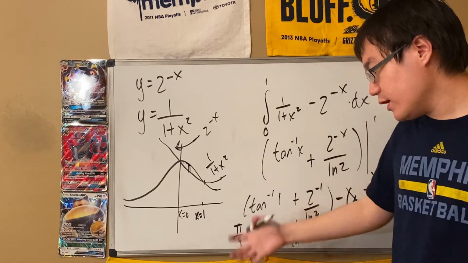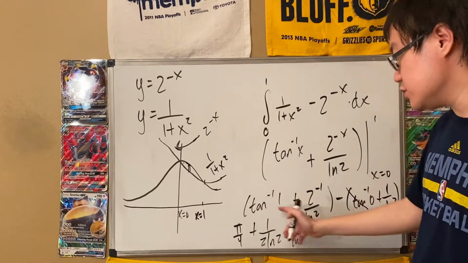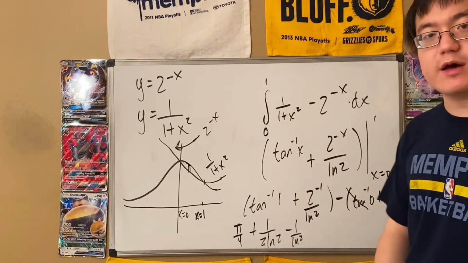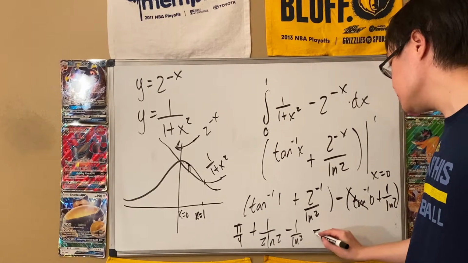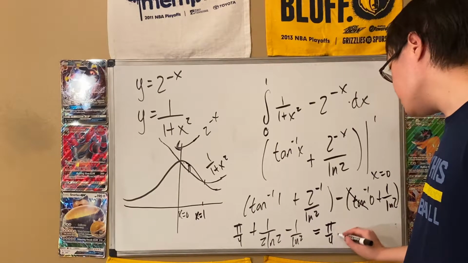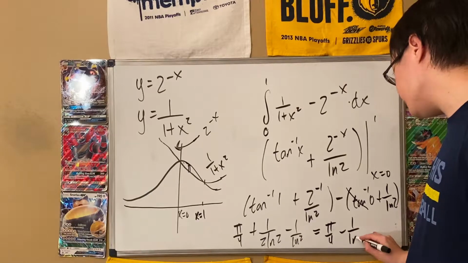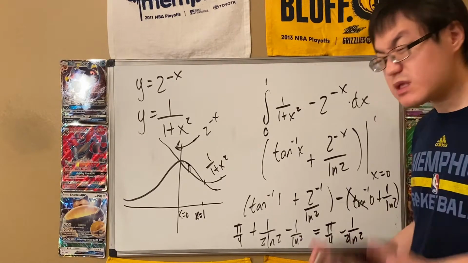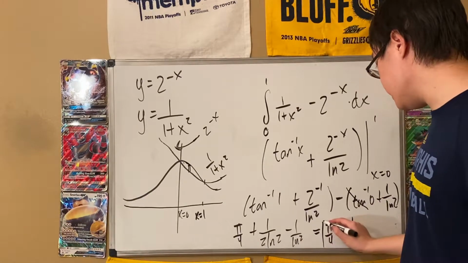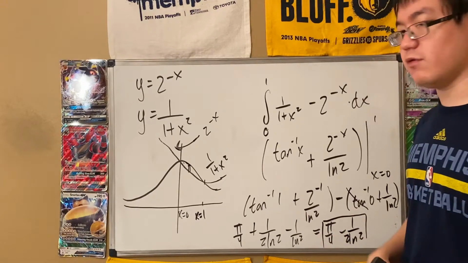But if you have 1/2 of something minus the full thing, which is this situation right here, you're just going to be left with minus 1/2 of that thing. So it looks like it's going to be pi over 4 minus 1 over 2 ln of 2. So we're going to leave our answer like this. I feel like this is a pretty simplified form.